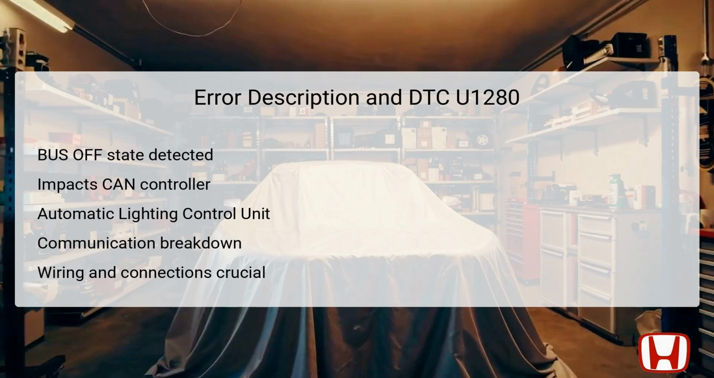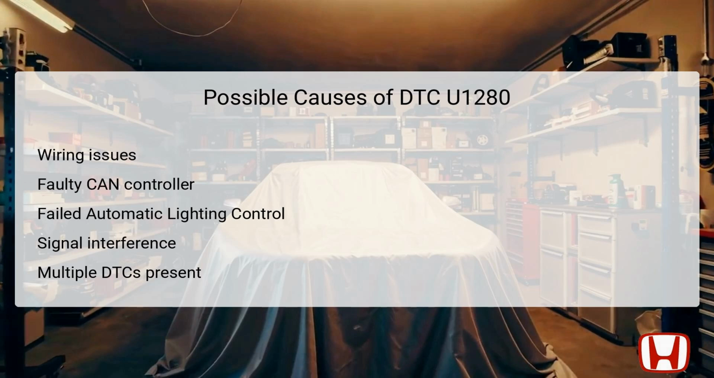To ensure accurate diagnostics, emphasis should be placed on inspecting the wiring and connections, which are often the primary culprits in such issues. A meticulous approach will help in identifying the root cause without overlooking any critical elements in the CAN system. Before proceeding with specific troubleshooting steps, it's essential to understand the common causes of DTC U1280.